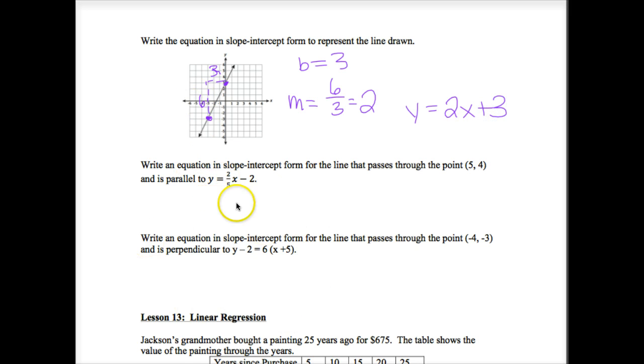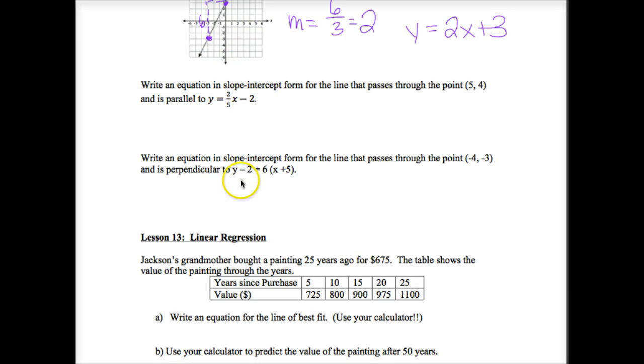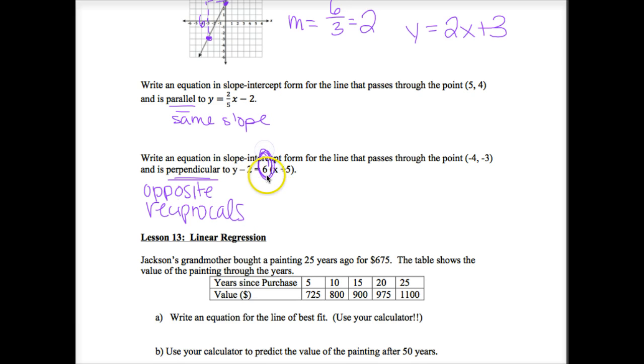All right, parallel and perpendicular. Remember, the only reason you are given these lines is to tell you the slope of your line. So parallel lines have the same slope. Perpendicular lines, their slopes are opposite reciprocals. So I'm just going to do this one, not this one. The slope of this line is 6. My line has a slope that's the opposite reciprocal of that, which is negative 1/6. Once I have the slope, I am done with this line.